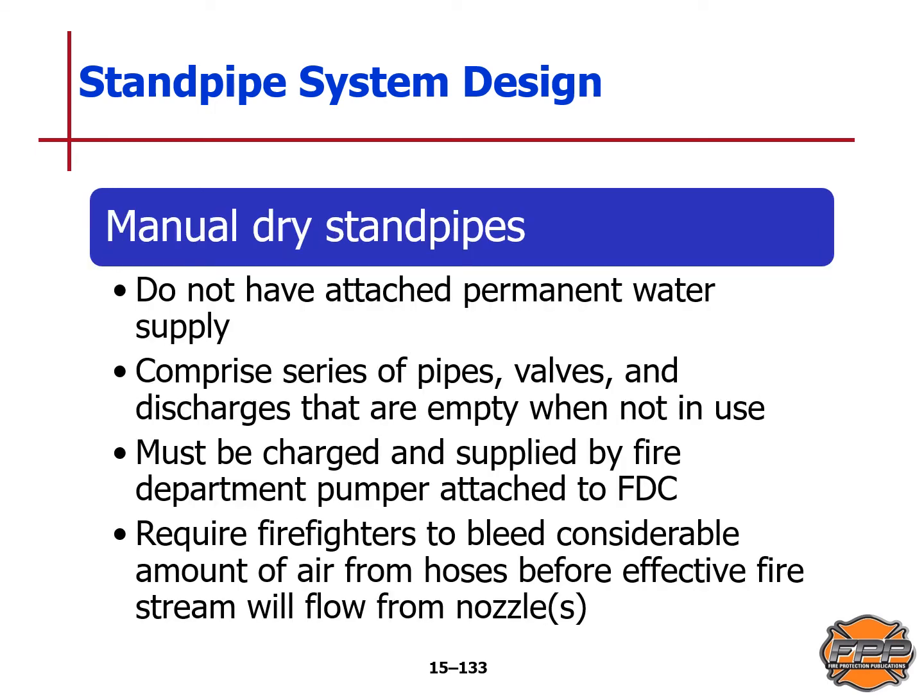Manual dry standpipes do not have an attached permanent water supply. They comprise a series of pipes, valves, and discharges that are empty when not in use, and they must be charged and supplied by a fire department pumper attached to the FDC. They require firefighters to bleed considerable amounts of air from the hoses before effective fire streams will flow from the nozzle or nozzles.